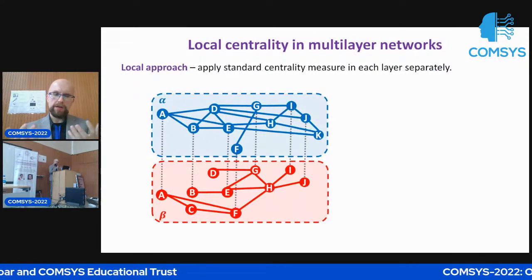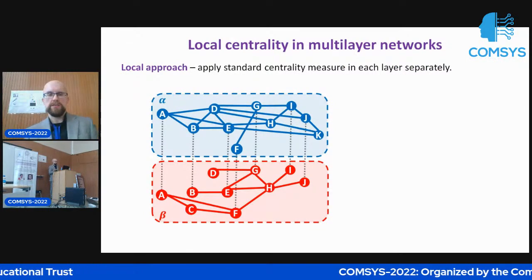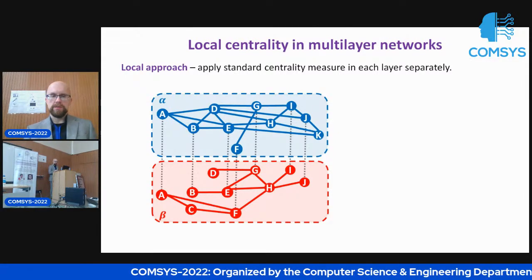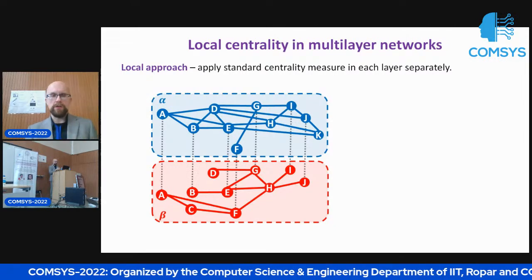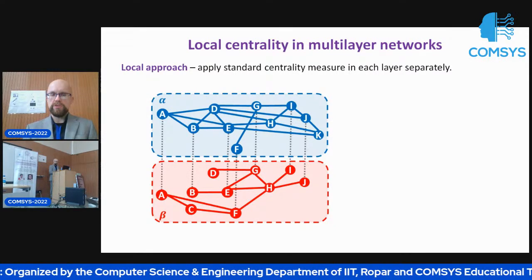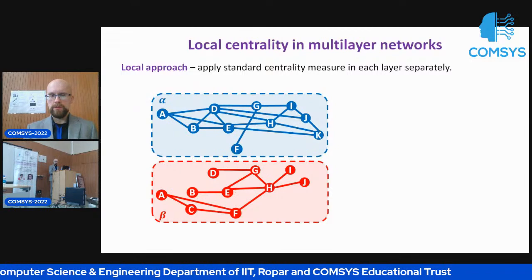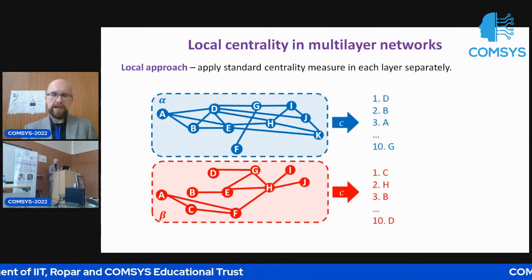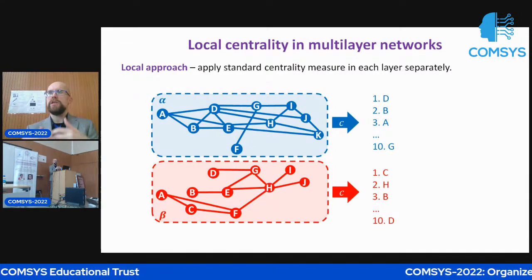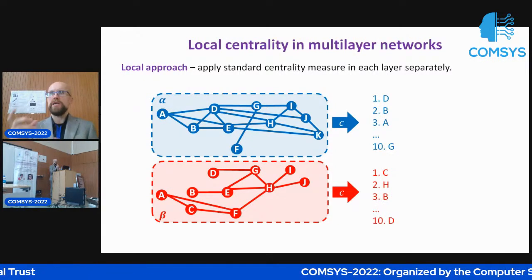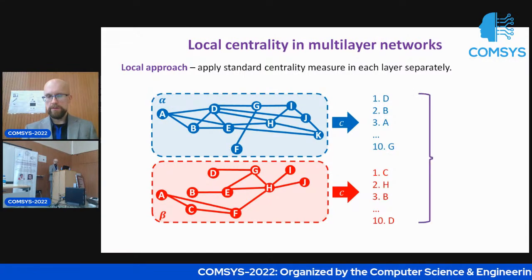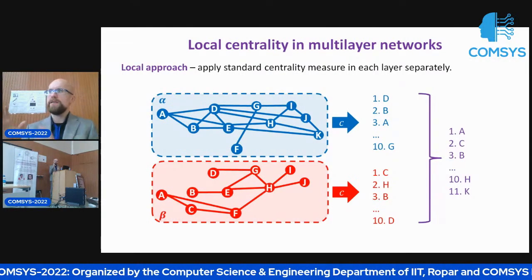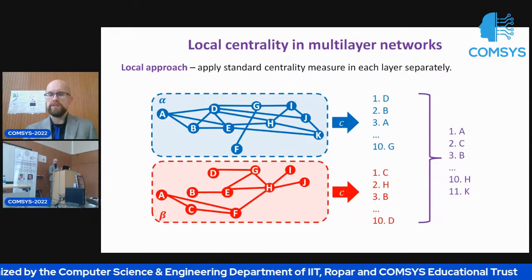Okay, so how do we compute centrality in such a multi-layer network? In general, in the literature, there are two different approaches, and in our work we call them local and global approaches. The local approach is very simple. We take a multi-layer network and simply cut it into separate layers. We apply the same centrality measure to each layer separately, and for each layer we get a different ranking of the nodes. And then we use some kind of aggregation to turn them into a single ranking.